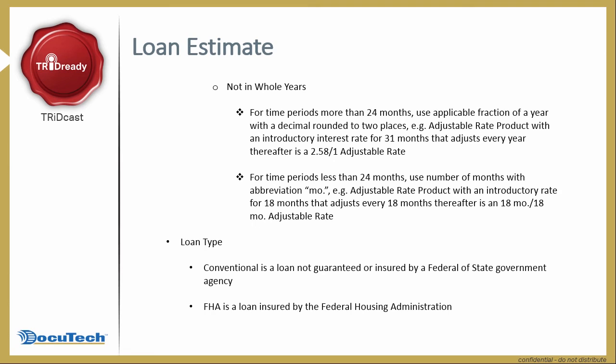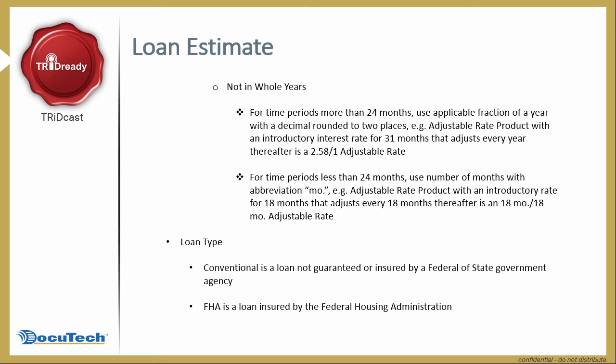The commentary indicates here that you would disclose at 18 month, so 18 MO period dash 18 MO period adjustable rate. 18 month/18 month adjustable rate. So there are a lot of different combinations and a lot of different things you need to look at in order to make sure that you get the product description accurately disclosed on the loan estimate.